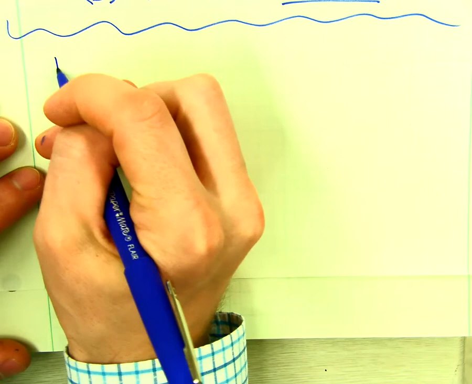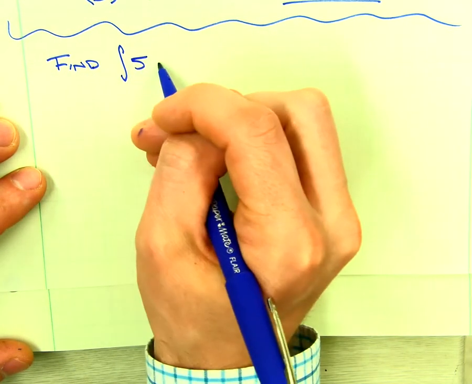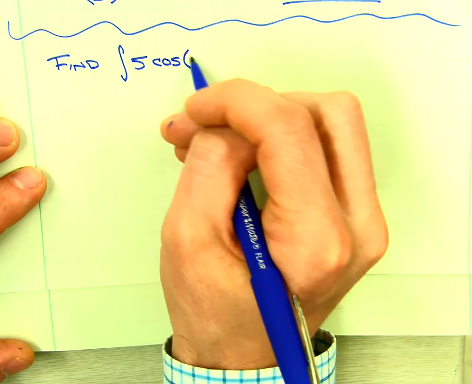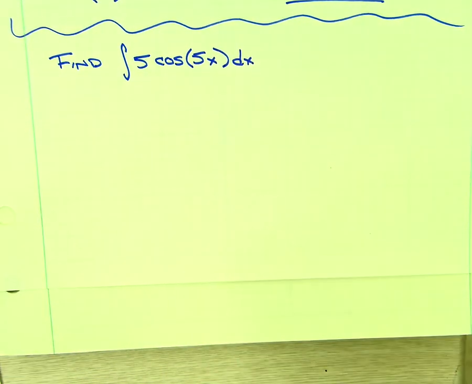Okay, so say I want you guys to find the integral of 5 cosine of 5x dx. What would be my outer function? What would be my inner function? What would be the derivative of my inner function? Okay, so think about this for just a second.